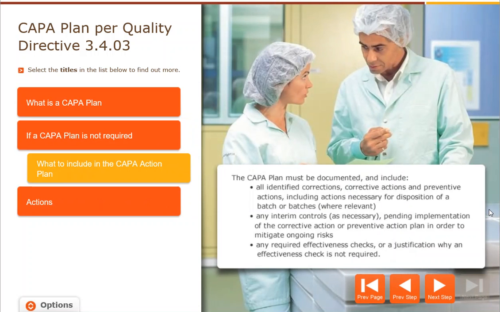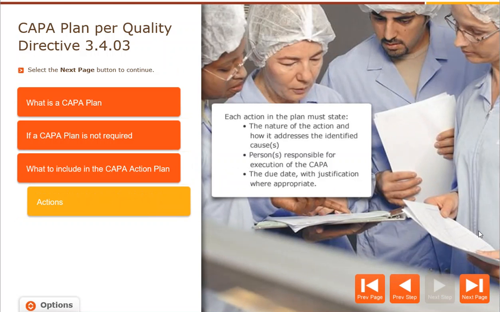The CAPA plan must be documented and must include all identified corrections and CAPAs, any interim controls, and any required effectiveness checks. Each action in the plan must state the nature of the action, who is responsible for the execution of the CAPA, and the due date.